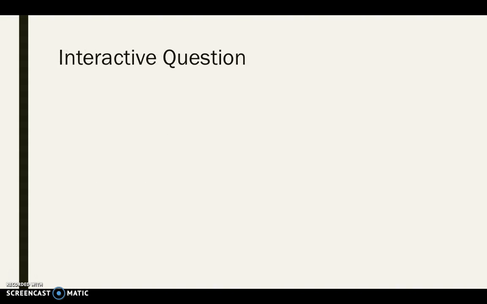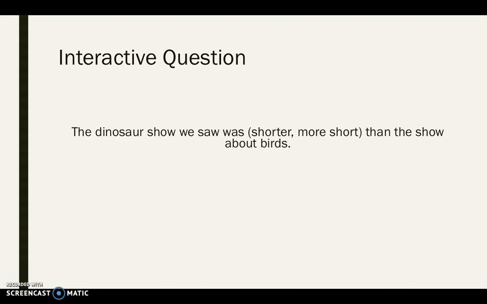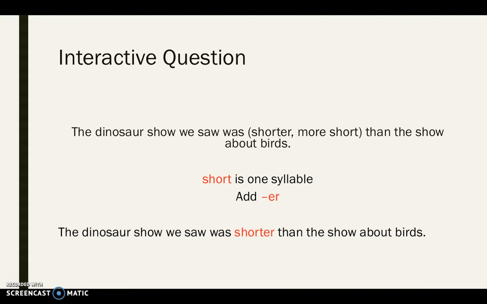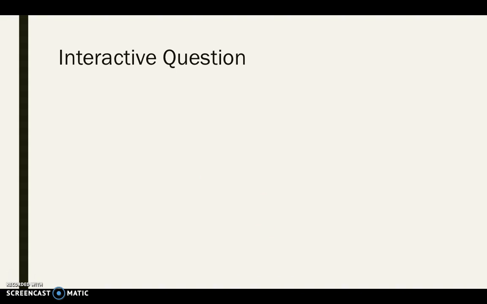Here's practice questions for you that you were going to do together. Are you ready? Okay, here we go. The dinosaur show we saw was shorter or more short than the show about birds? How many syllables does short have? Short is 1 syllable. So do you remember what we need to do? We just add ER. So the correct sentence is the dinosaur show we saw was shorter than the show about birds.